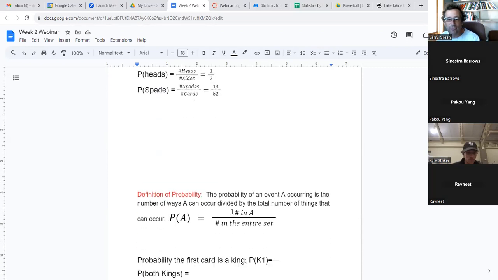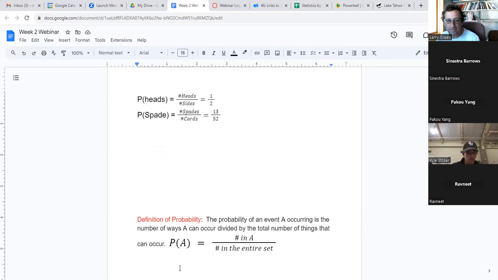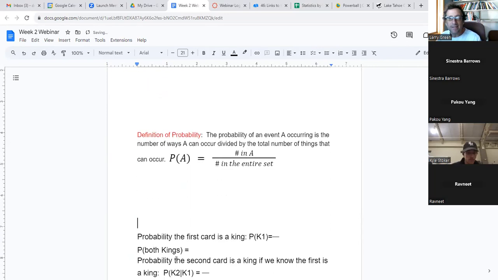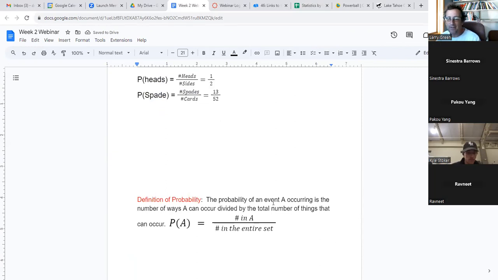All right, so now we can go to the formal definition of probability. And that is, the probability of an event A occurring is the number of ways A can occur divided by the total number of things that can occur. So sometimes you write P parenthesis A, and that equals the number in A divided by the number in the entire set. And we've done 2 examples. This is one of those, right? I think it's easier to see examples and then see the definition than vice versa. Are there any questions about this definition? Any questions?